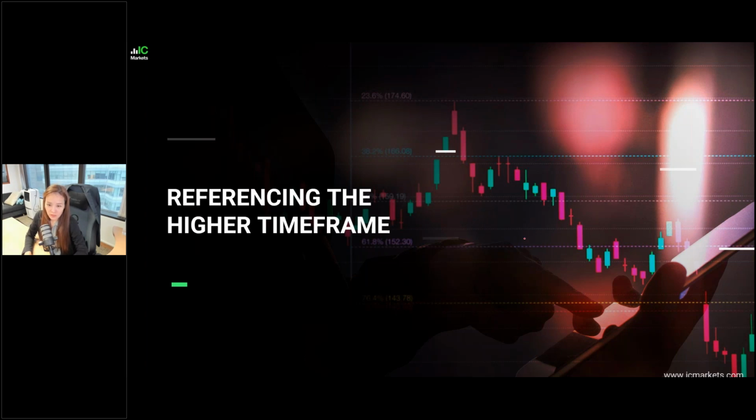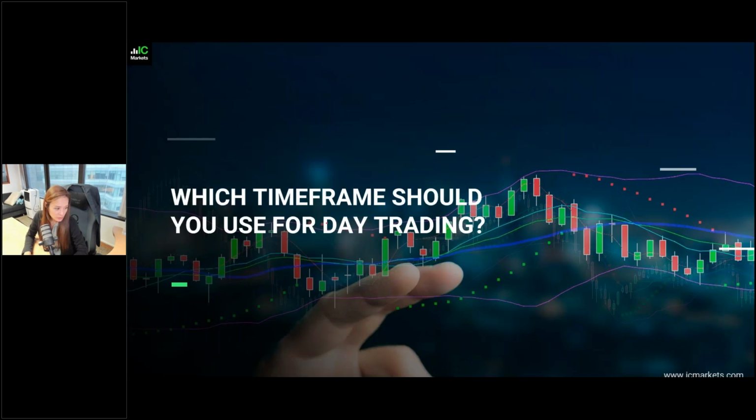And then the next slide: which time frame should you use for day trading, which I already told you guys, right? H4 for you to draw support and resistance. And then you go to H1 to see if there is an opportunity to enter the trade, or you can go to a lower time frame like M5 or M15 to find the sharp entry.